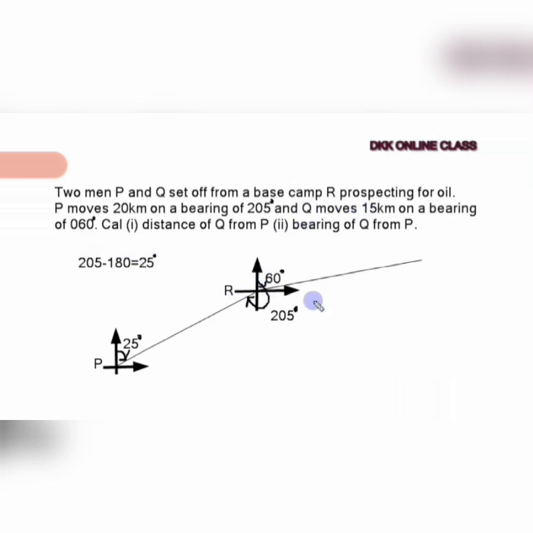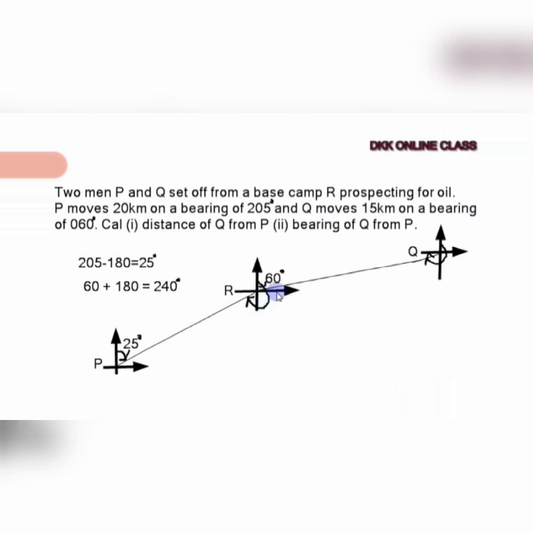Where are we going to connect this line of Q? Because 60 degrees is less than 180, we add it to 180, which is 240 degrees. And where can we find 240 degrees? We can find it on the third quadrant. So we connect this line on the third quadrant. From here to there is bearing 240 degrees, and that is the bearing of R from Q.